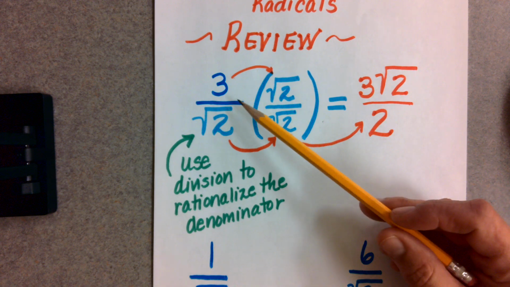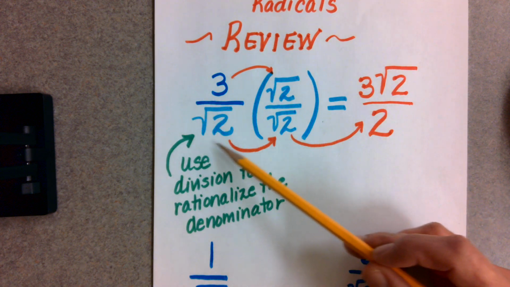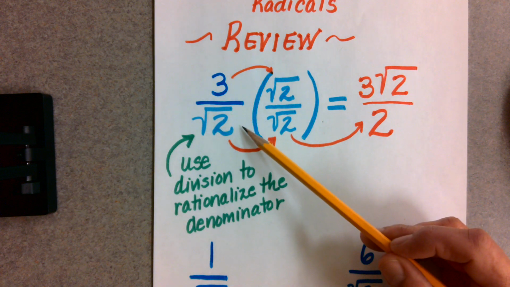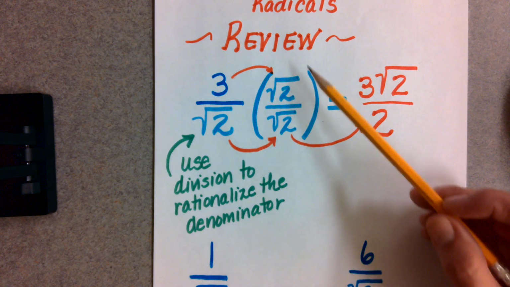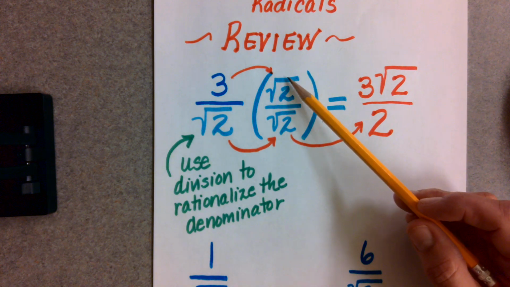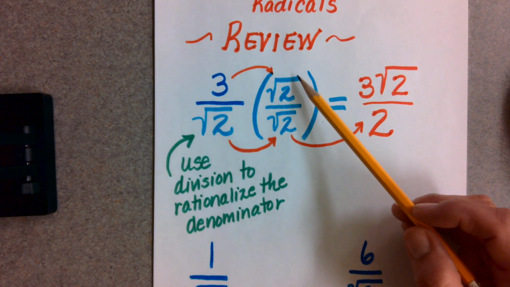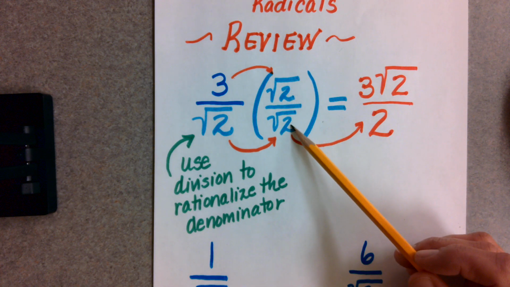If we need to simplify 3 over the square root of 2, we cannot have this square root in the denominator. This is irrational. So we need to multiply by the denominator on both the numerator and the denominator. So I'm going to multiply this problem by the square root of 2 over the square root of 2.